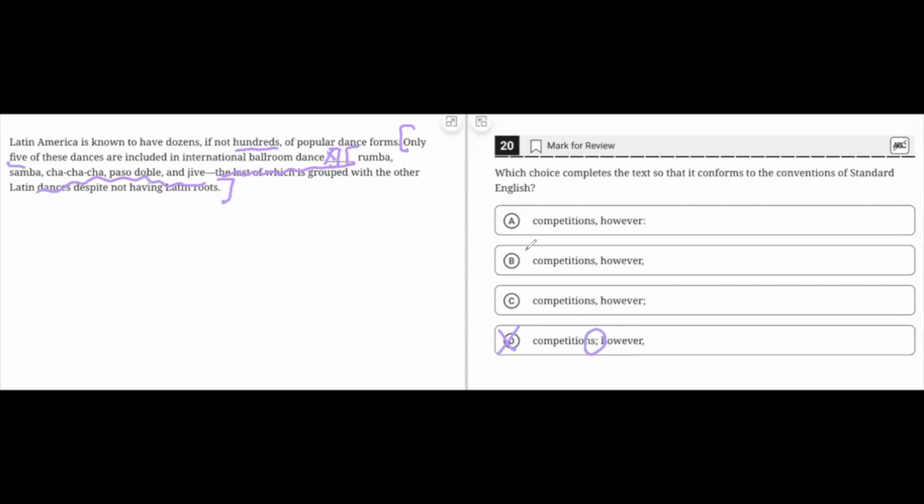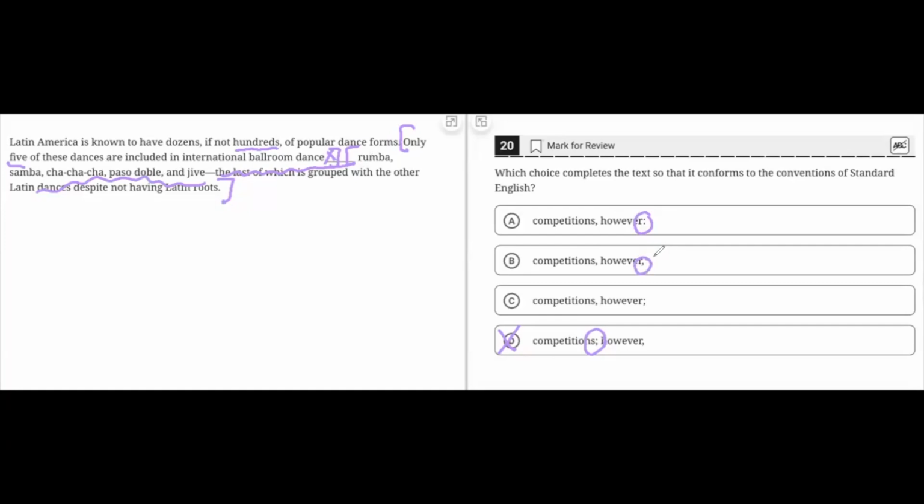Now let's go through our other answer choices. What we have here is a colon after the word however. Colons are conventionally used to introduce items in a list, and that's exactly what's happening here in this part of the sentence. So that would be a correct use of a colon. This is looking pretty good, but let me look at choices B and C to see if I can rule them out. Here we have a comma after however.